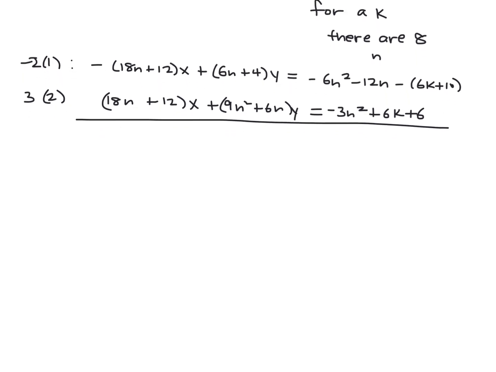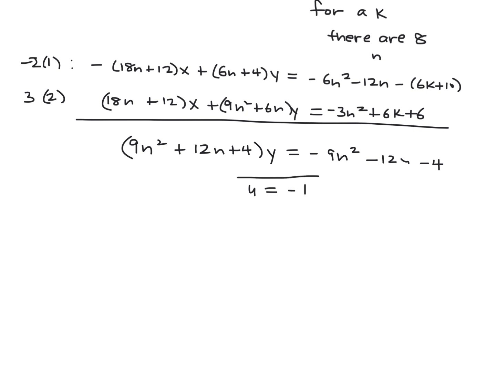So now let's add these. And when you do, a bunch of stuff cancels out. So let's see here, what do I get? 9n squared plus 12n plus 4, and that's still in brackets in front of y. Now on this side we get minus 9n squared minus 12n minus 4. So that means that y looks to me like it's -1. Yeah, okay, that's very nice. So we got that.